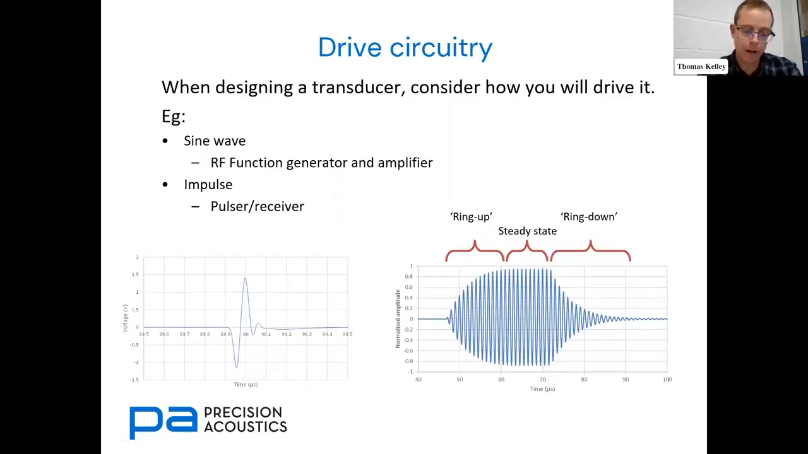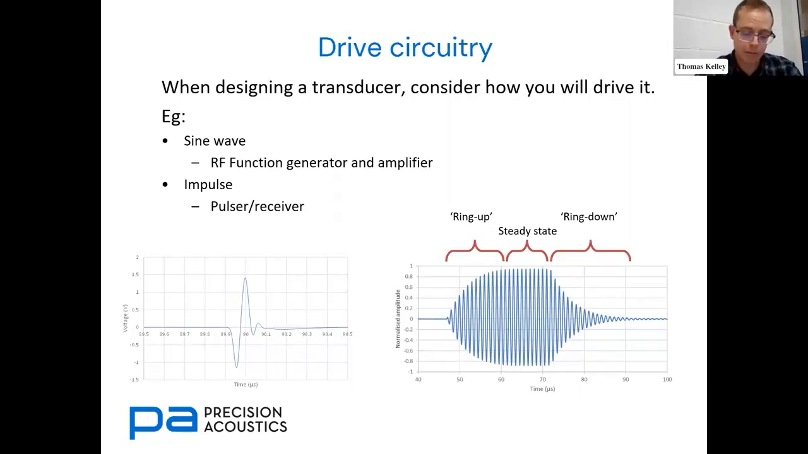So if we're looking for a short pulse for a time of flight measurement, then we probably wouldn't consider driving it this way. We may consider driving with an impulse to minimize the pulse duration. So the pulse over here on the left, for example, is the impulse response of a broadband transducer. And you can see that the entire pulse is over within 200 nanoseconds.